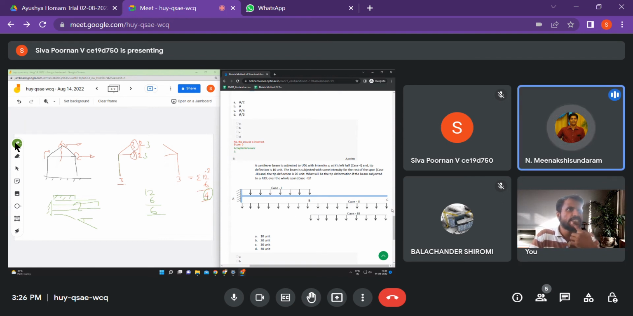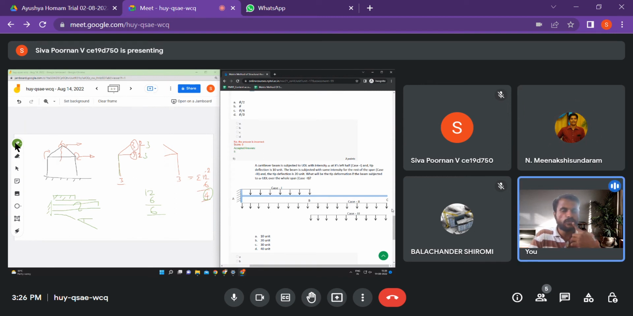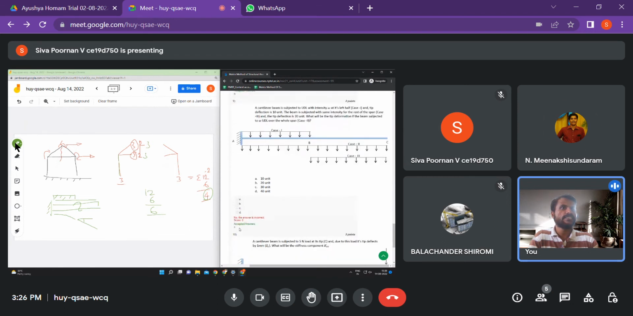So what principle are we using? Principle of superposition, right? That is valid only if we have a linear system. Need not be elastic, but a linear system. Then superposition is valid, right? Okay, so the answer is C, 30 units.